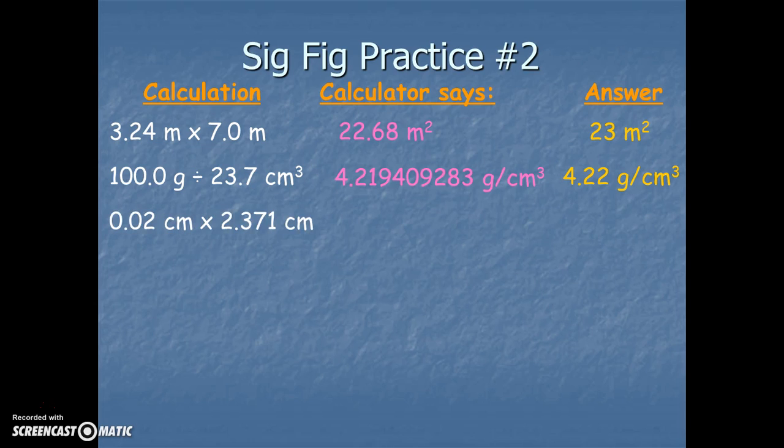Here's another example. Try this one. Here's the answer our calculator gives us. Rounded to 1 significant figure, because 0.02 centimeters only has 1 sig fig. So our answer can only have 1 sig fig. So it will be 0.05.